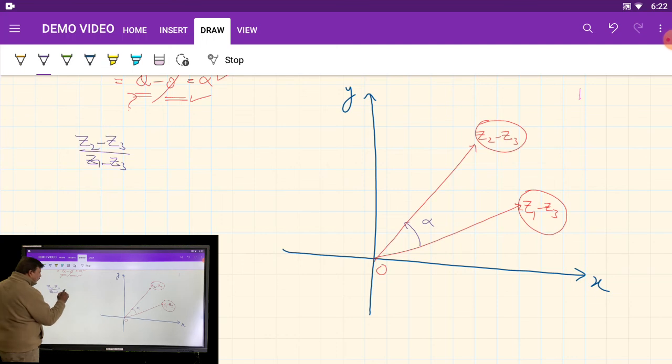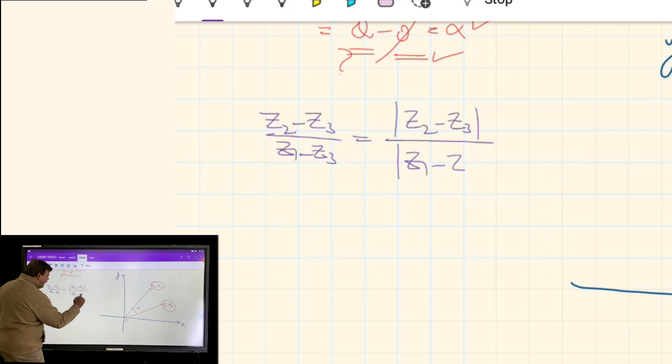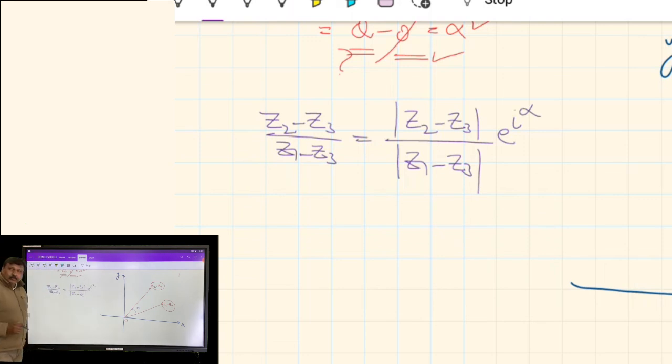and that would be equal to the modulus of the numerator, which we have discussed is given to us, and Z1 minus Z3. Am I right, students? And the argument would be the difference of the argument of the numerator and denominator complex numbers, that is E iota alpha. Isn't that right, students?